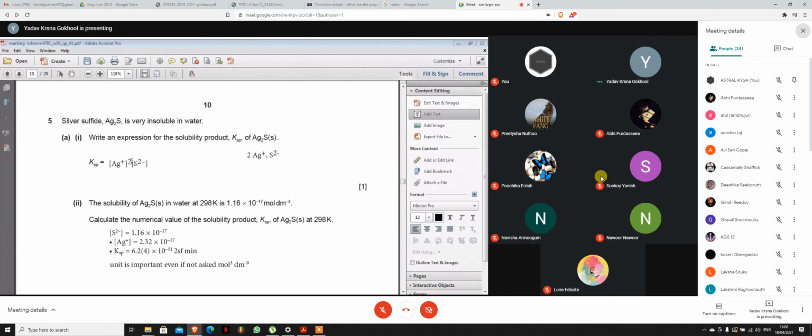So here, just give me 1 sec. So 2.32 times 10 to the power of minus 17, and give me 2.32 times 10 to the power of minus 17 times 2. Then we multiply all by 2.32 times 10 to the power of minus 17. Then only we get 6.24 times 10 to the power of minus 51.